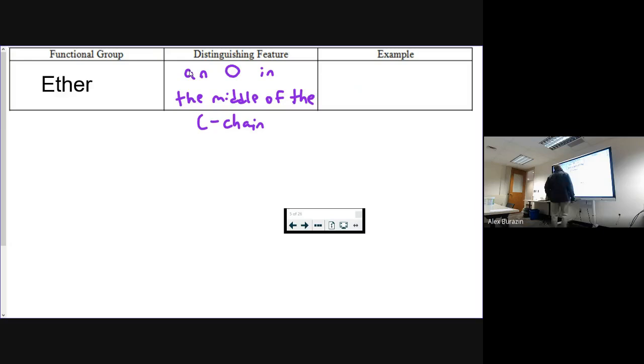An oxygen in the middle of the carbon chain. For example, like that. The oxygen makes 2 bonds and has 2 lone pairs. So it can totally fit in the middle of our carbon chain. This would be called diethyl ether.